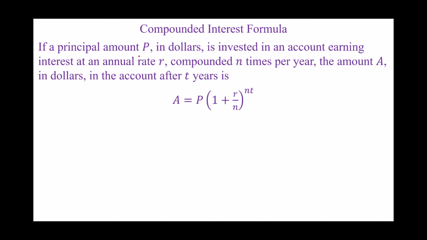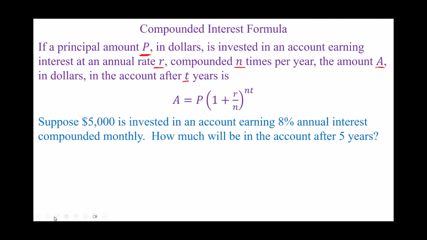So the principal amount is P. We invest that into an account earning interest at an annual rate of R, and change that to a decimal, compounded N times a year. Then the amount A in dollars in the account after T years is A equals P times 1 plus R over N, all raised to the NT power.